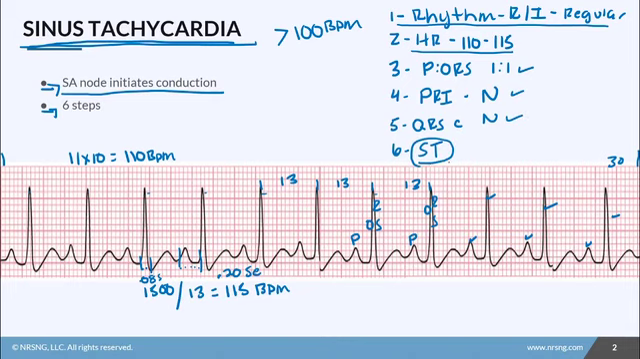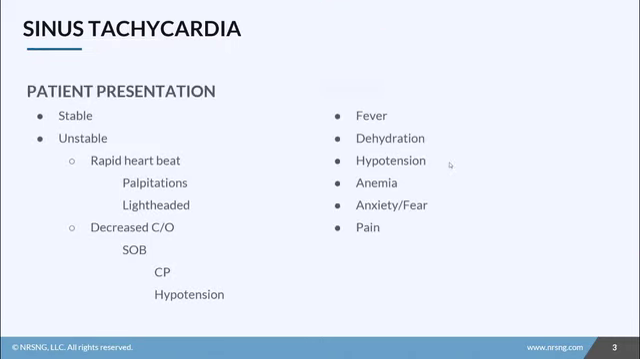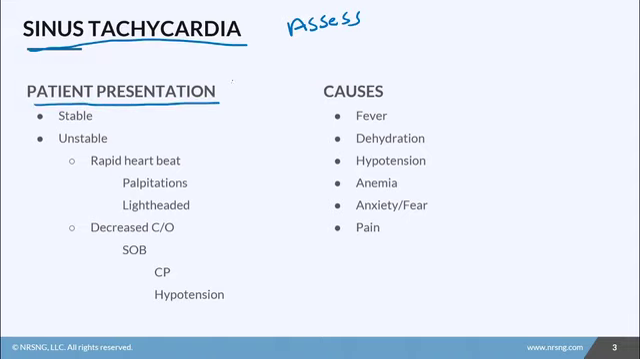But because it is an abnormal rhythm, we have to find out what is going on with our patients that is causing them to be tachycardic. Okay, so when you have a patient with sinus tachycardia, the first thing that you need to do is assess them. Find out their presentation, find out their signs and symptoms. Are they stable or are they unstable?